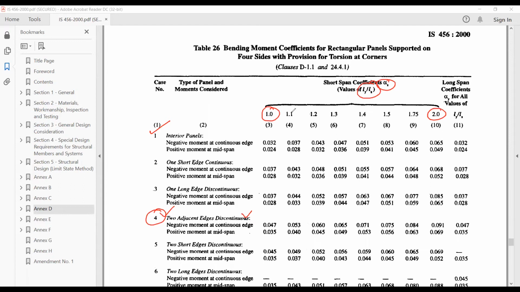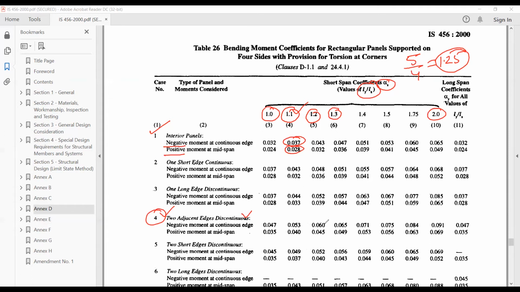If the value of Ly by Lx is 1.1, then the respective value of alpha x for negative moment, which is Mx negative, and for positive moment, which is Mx positive, is 0.037 and 0.028. So that is the value for 1.1 aspect ratio. But in our case, our aspect ratio is 5/4, which is 1.25. So we have to find out our value of alpha x for 1.25. And now you can see here the value is given for 1.2 and 1.3, which means our value will lie in between these two values.